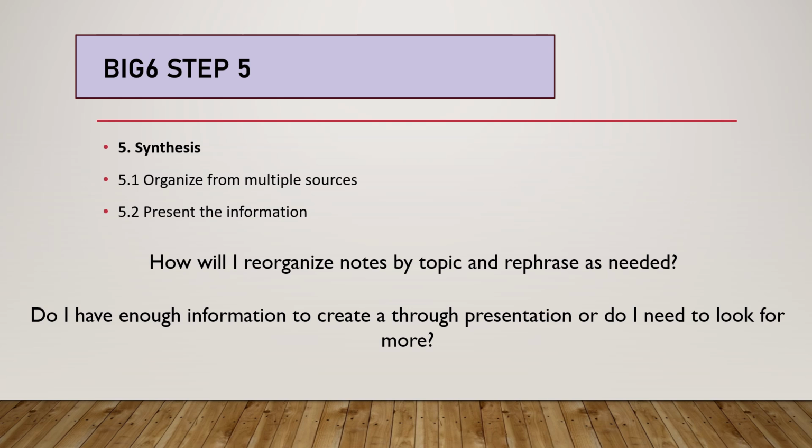Do I have enough information to create a thorough presentation, or do I need to look for more? Do I have giant gaps? Was there a point I wanted to prove, but I didn't find enough information? This is where having taken those notes about noticing bibliographies or other paths you could have gone down can help you, because either it will lead you to more information about that topic, or it will maybe reveal a different point that suits your argument better, and maybe you should switch to looking into that point.